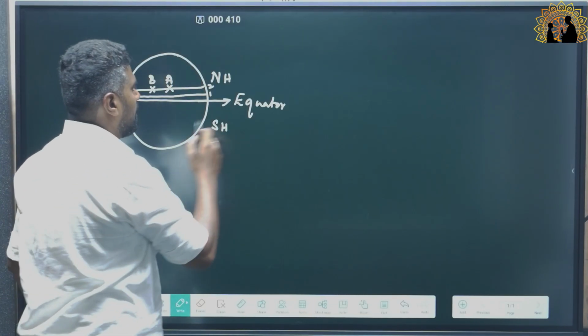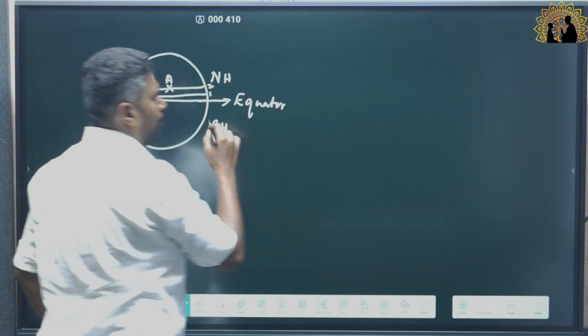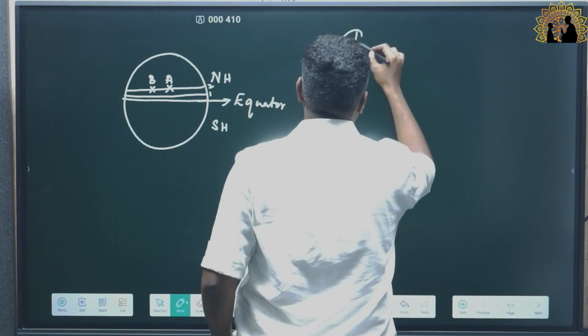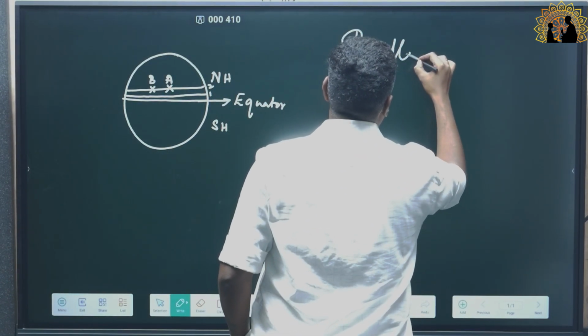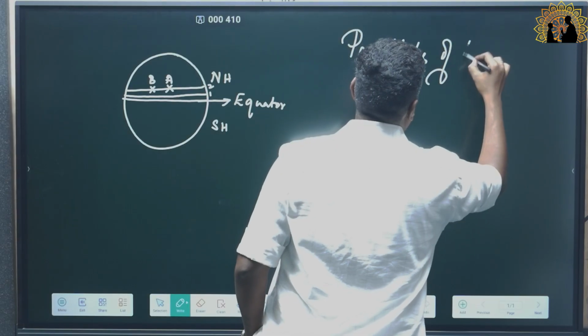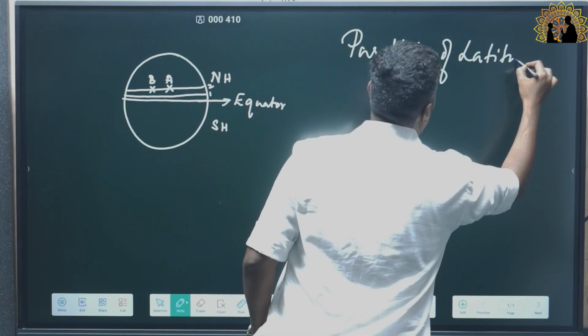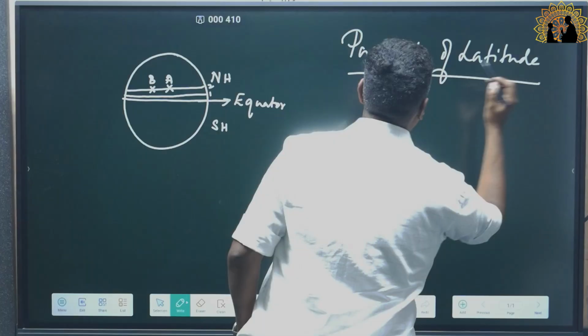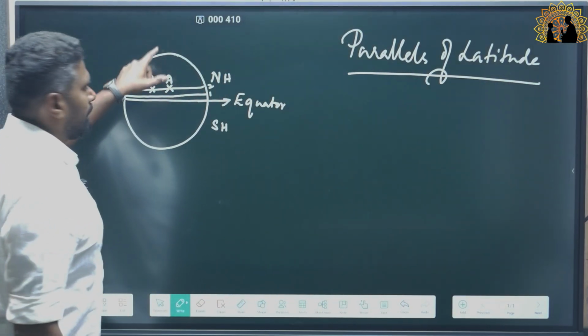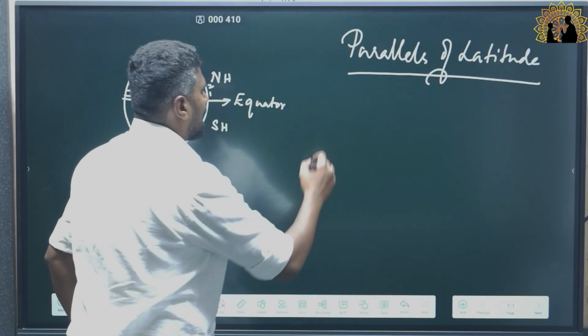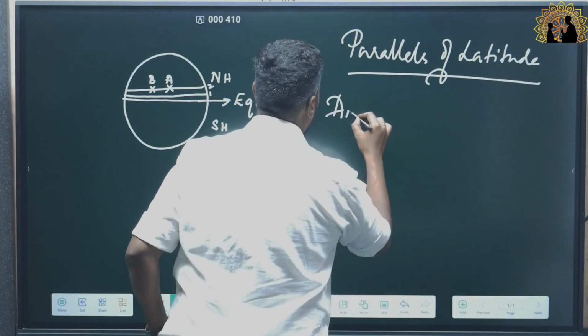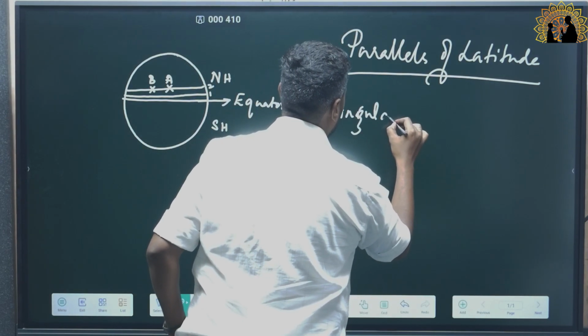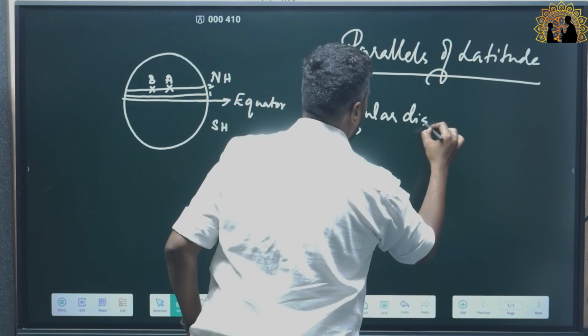The lines we draw parallel to the equator are what we call parallels of latitude. The major question is how many lines can we draw? It is nothing but the angular distance. What is the angular distance? It is the latitude I'm talking about.